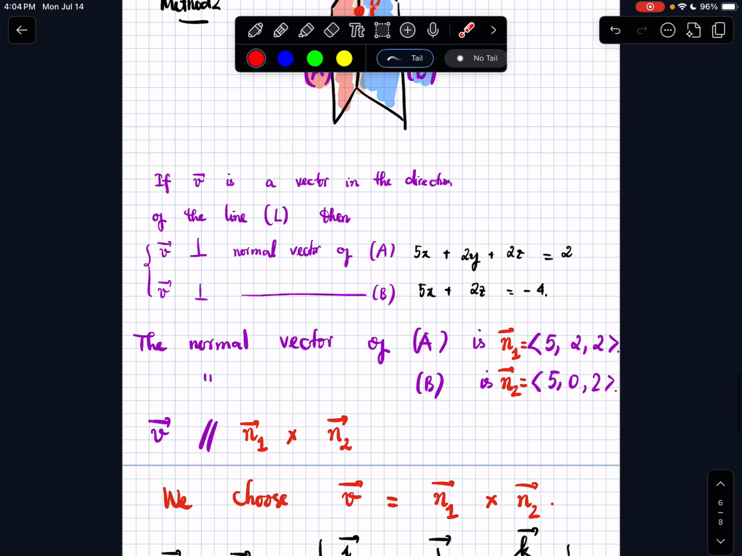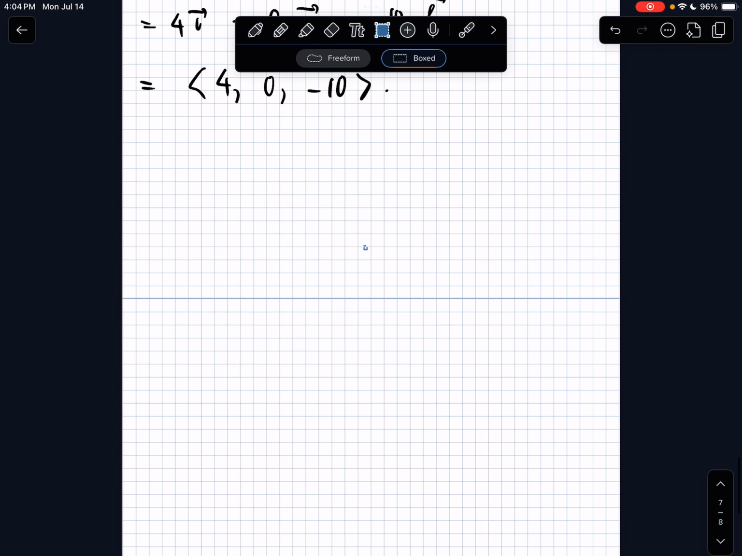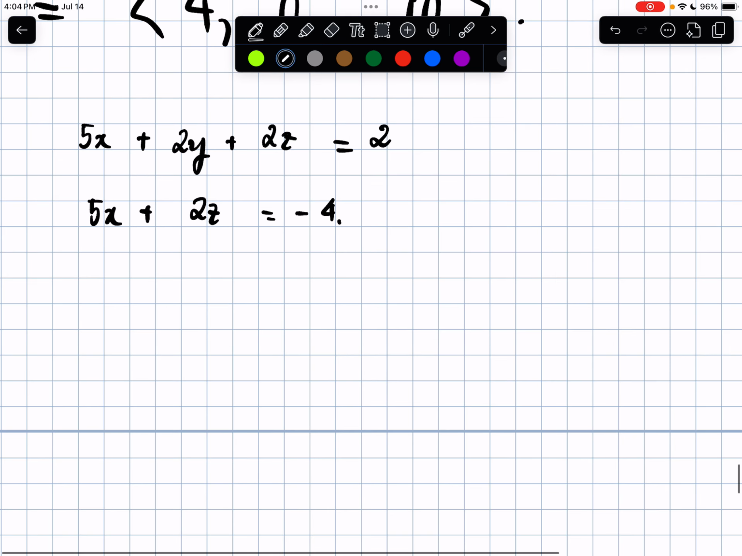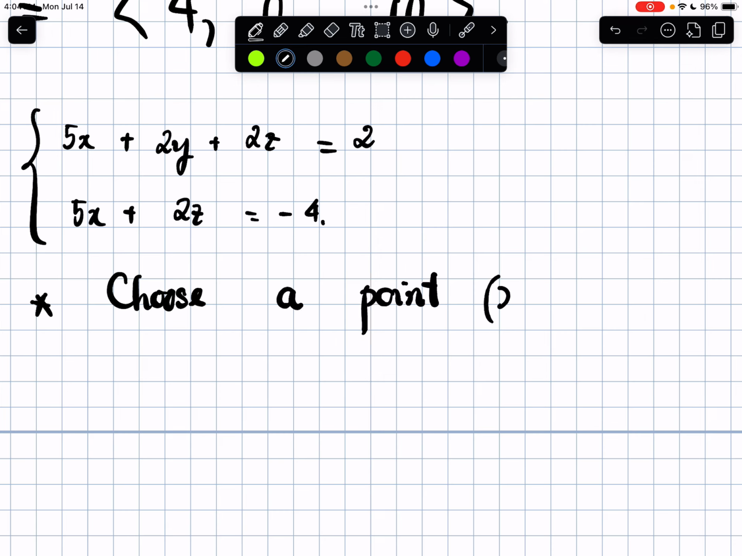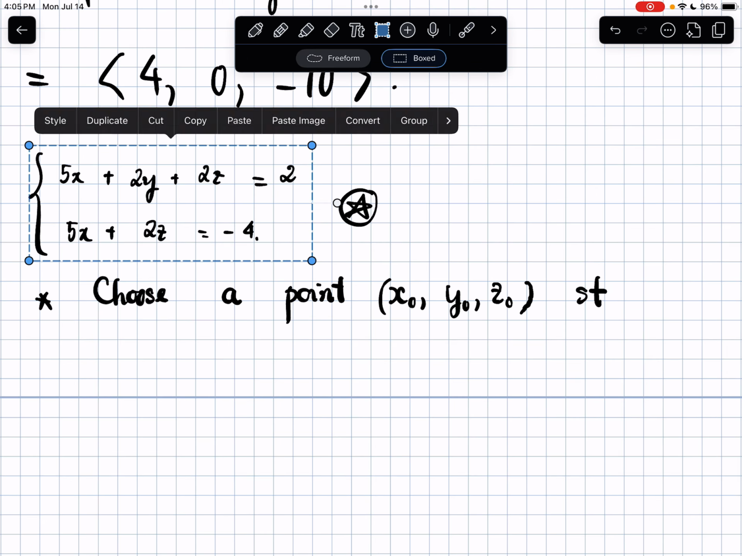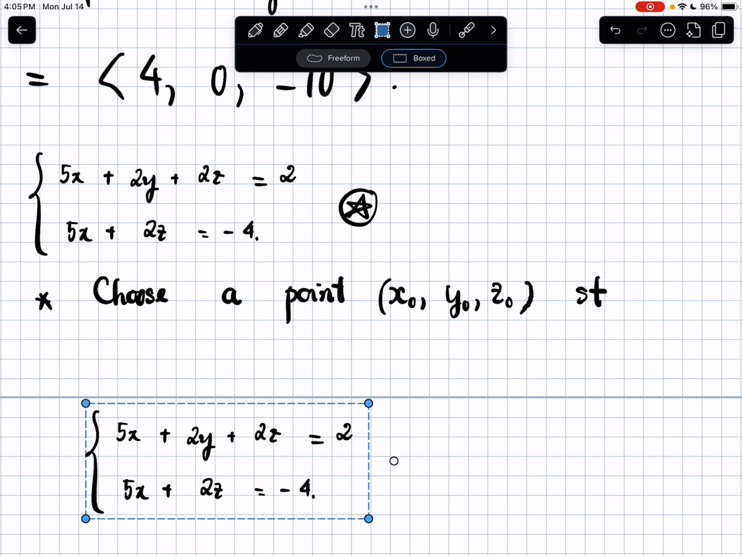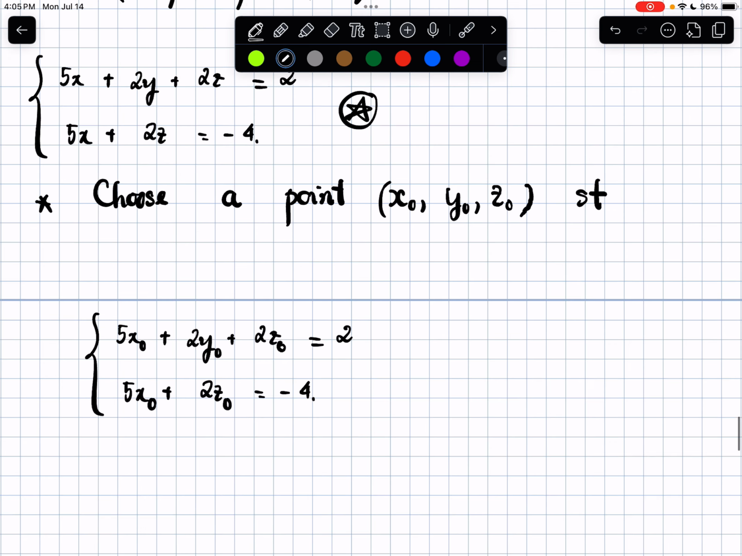Now we need a point on the line. We can just pick an arbitrary point, say x0, y0, z0, that satisfies both equations, star, such that 5x0 plus 2y0 plus 2z0 equals the first right-hand side, and 5x0 plus 2z0 equals minus 4.